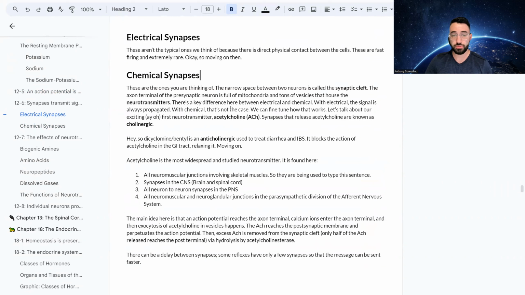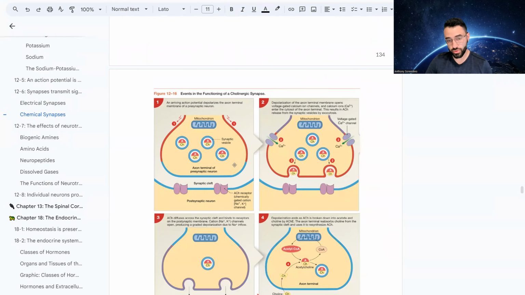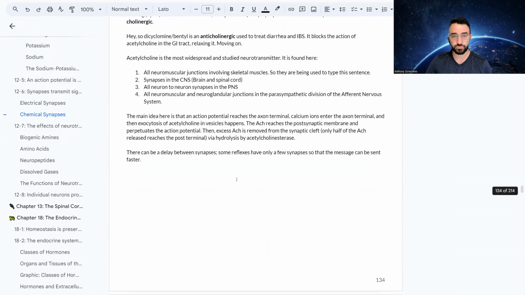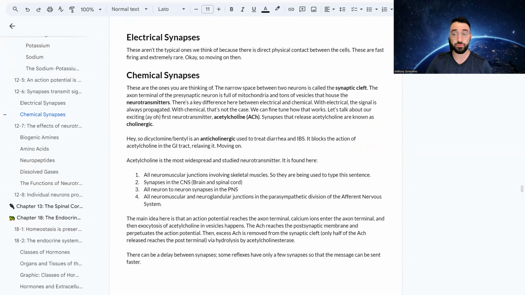Axon terminal, the presynaptic neuron is full of mitochondria and tons of vesicles that house the neurotransmitters. So we can see the vesicles here with acetylcholine. With electrical, the signal is always propagated. With chemical, that's not always the case. You could send a message to a synapse, but if you don't have enough to push things over a threshold, then nothing's going to happen, okay?